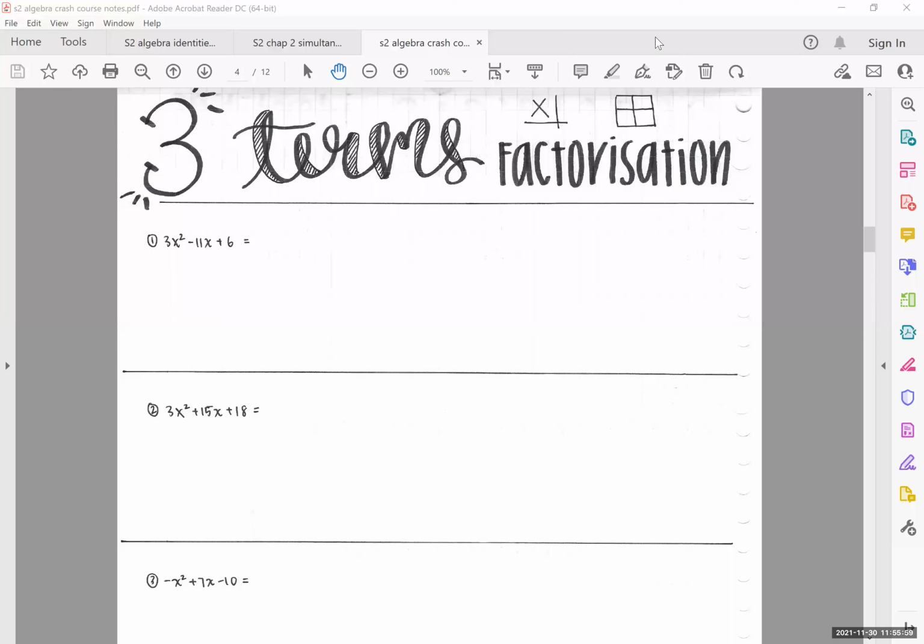Now, for 3-term factorization, I already said just now, I won't do box. I will only do cross. But if let's say your teacher teaches you box and you think that is better, maybe you can teach me. Because so far, all my students who have taught me box, I still feel like cross is better. How do you know? You never even tried both.